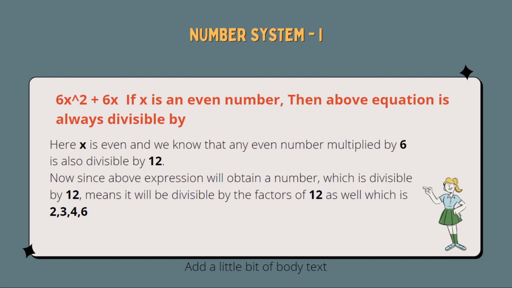Also I told you that if numbers are divisible by a different number, then their sum is also divisible by the same number. So we have to use the same method here. 6x square plus 6x is divisible by 12 because both the numbers are even. And if it is divisible by 12, it is also divisible by the factors of 12, that is 2, 3, 4, 6.